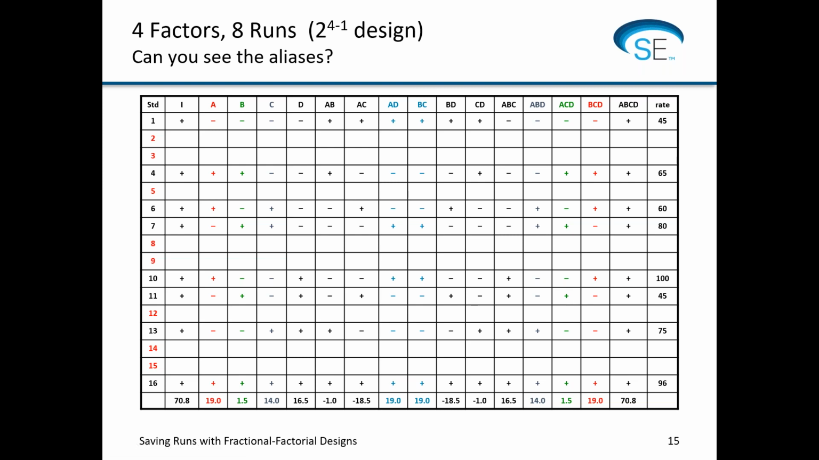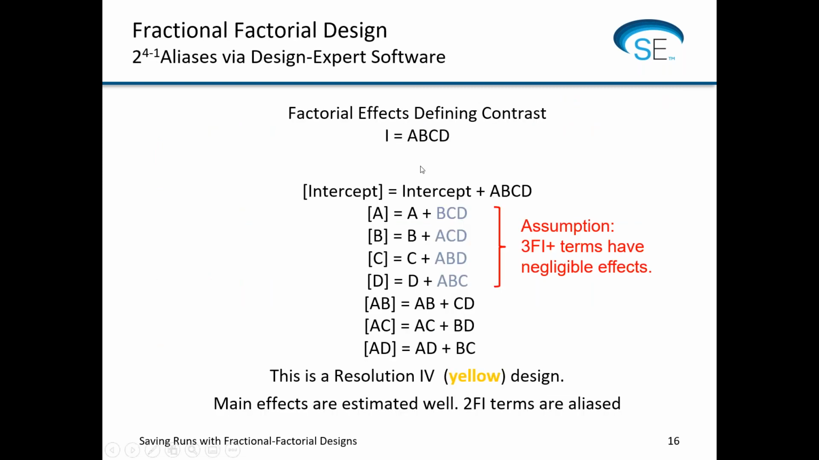Okay, so how do we write this out? We write this out starting with our defining contrast, ABCD, and then we can pull out A, and what's remaining is BCD.